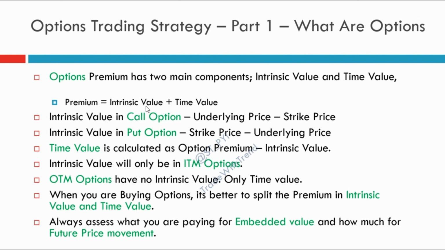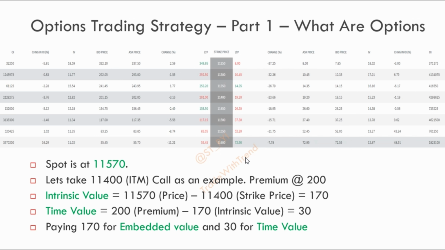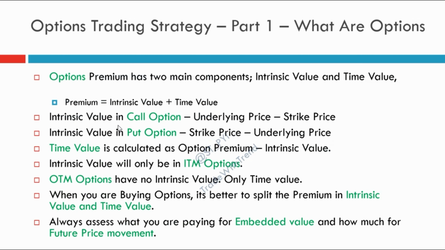Now how do you determine the intrinsic value? The intrinsic value of a call option is derived by underlying price minus strike price. I'll just explain it here. Let us take this option chain as an example. The Nifty spot is trading at 11,570, which is when I have taken this snapshot. Let us take the 11,400 call for this explanation. If you see, the 11,400 call is trading at a premium of 200, right? So how do we determine the intrinsic value? Remember, in the call option section, I have mentioned that the intrinsic value is determined by underlying price minus strike price.